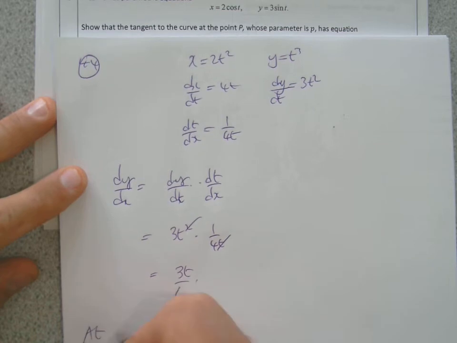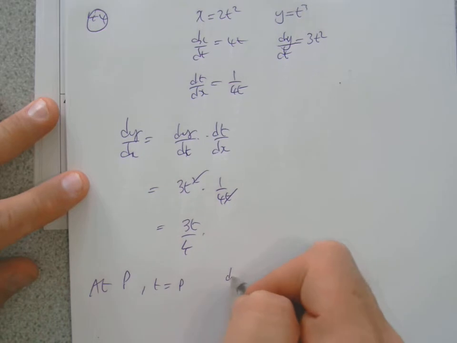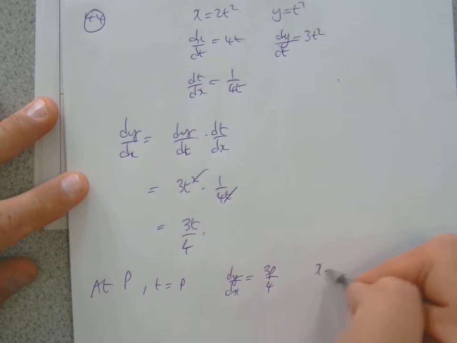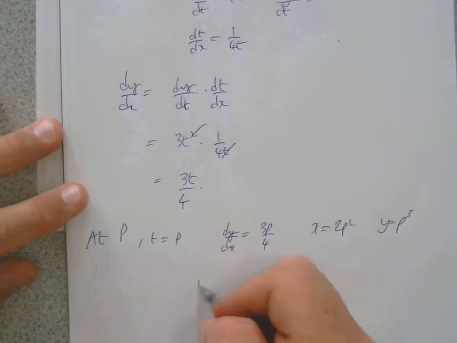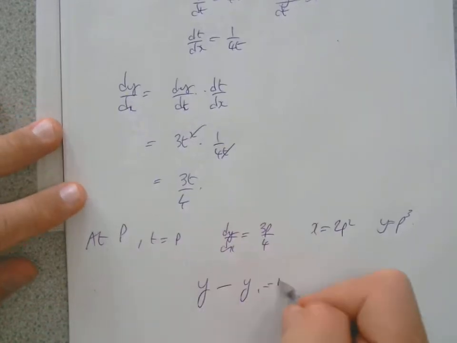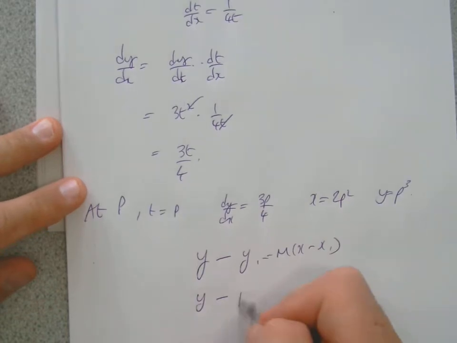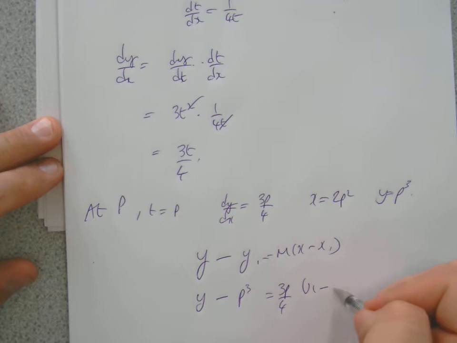So then at P, it says in the question your parameter is equal to little p. So dy/dx equals 3p over 4. x will equal 2p squared, y will equal p cubed. Okay, so then we sub it in. y minus p cubed equals 3p over 4 times x minus x1, which is 2p squared.